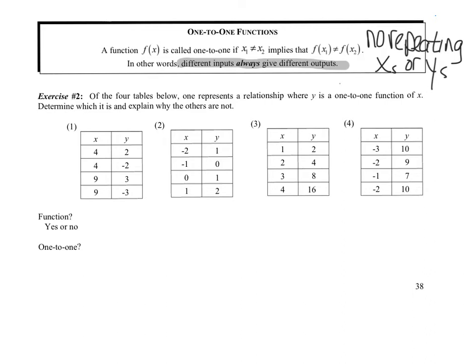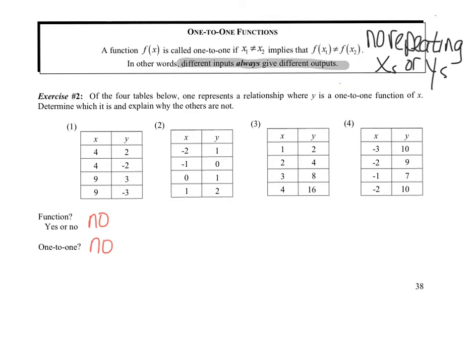Exercise 2. Of the four tables below, one represents a relationship where y is a one-to-one function of x. Determine which it is and explain why the others are not. So the first thing we're going to do is determine if it's a function and then determine if it's one-to-one. So in example 1, I see repeating x values. So it's not a function. If it's not a function, it cannot be one-to-one if it has repeating x's. So I don't even need to look at the y's, even though I can tell that they're repeating also.